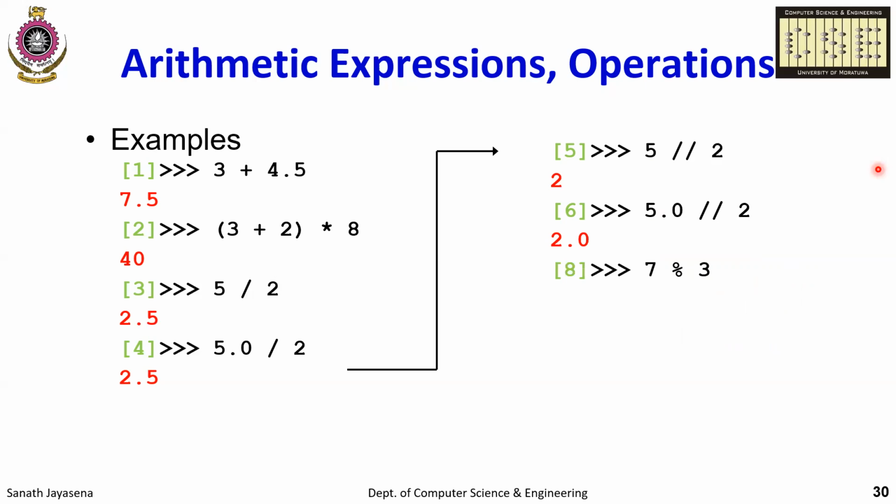Let's continue. Okay, 7 with the percentage symbol, and then 3. What is this operation? What result will you get here? You get the result as 1. So what is the percentage sign? Here we say it's the modulo division. So 7 mod 3, modulo division, means 7 divided by 3, and the remainder is what you get here.